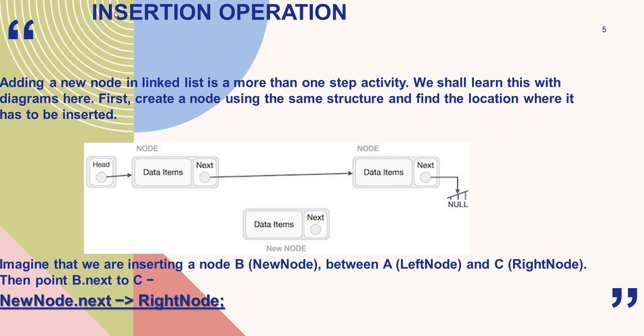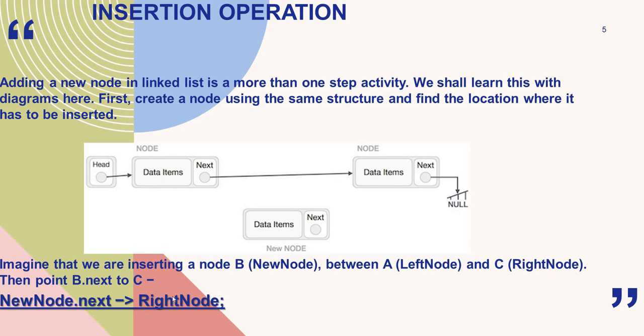So, the insertion operation. Adding a new node in a linked list is a more than one step activity. We shall learn this with a diagram here. First, create a node using the same structure and find the location where it has to be inserted. This is the new node created here.